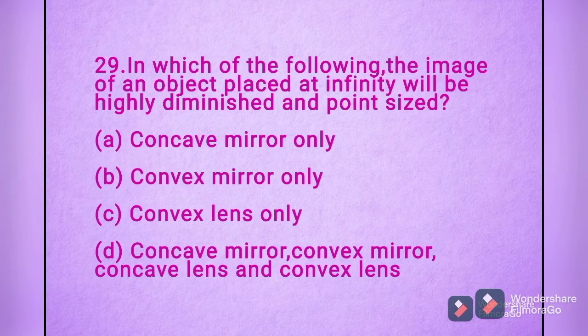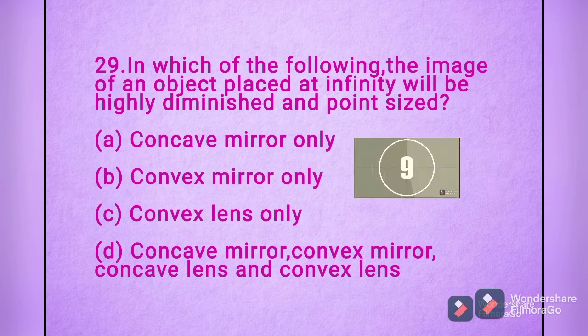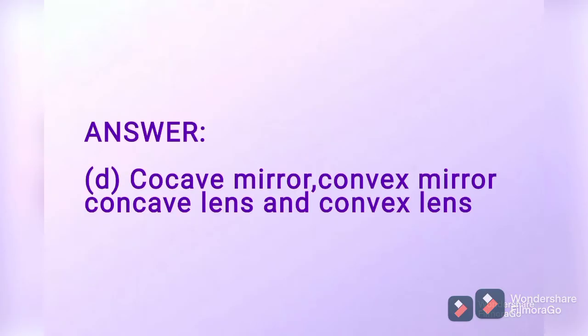29th question. In which of the following the image of an object placed at infinity will be highly diminished and point sized? Option A, concave mirror only, option B, convex mirror only, option C, convex lens only, option D, concave mirror, convex mirror, concave lens and convex lens. And the answer is option D, concave mirror, convex mirror, concave lens and convex lens.